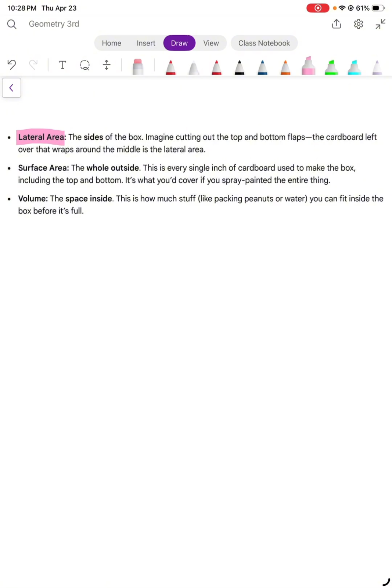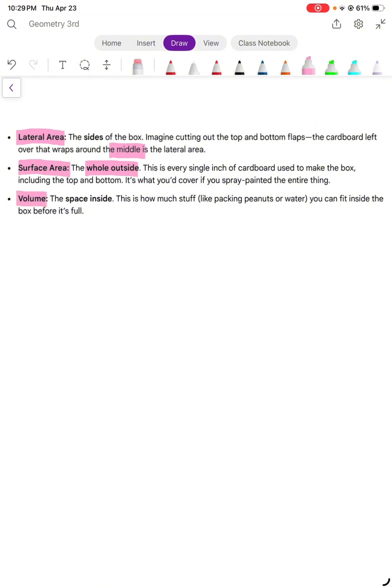So it's like taking a box and just working on the middle part of it, like cutting the flaps, cutting the top and bottom lids off, okay? The surface area is the exact same thing, except it includes the top and bottom. It's the entire surface, the whole outside. So the side or lateral area plus the area of the top plus the area of the bottom.